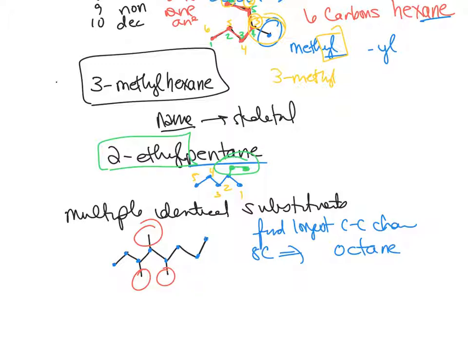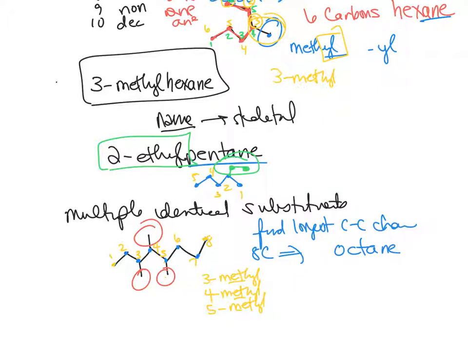So now you want to number it. You could either start here, 1, 2, 3, 4. That gives it a 4. Or you start here, 1, 2, 3. 3 is lower than 4. So you want to start from the left. 3, 4, 5, 6, 7, 8. So we have a 3-methyl. We have a 4-methyl. And we have a 5-methyl.